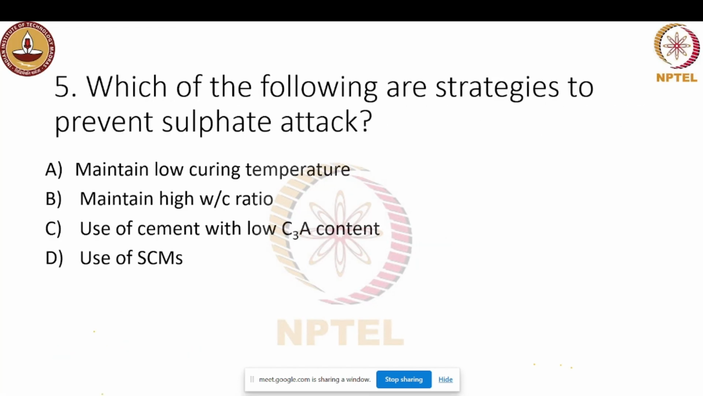So the next question is, which of the following are the strategies to prevent sulfate attack? If we have to prevent the sulfate attack, what can we do? Ma'am, in the sulfate attack also gypsum is forming, no? So how can we distinguish gypsum? Yes, with the reaction of sulfate ion with calcium hydroxide. So how will I quantify which volume is higher, gypsum or ettringite?